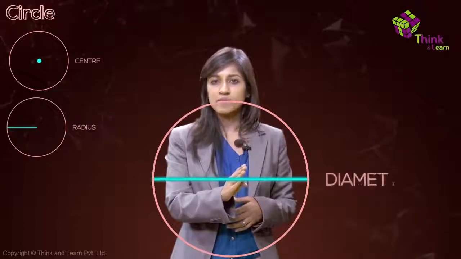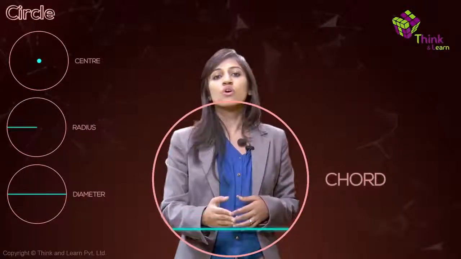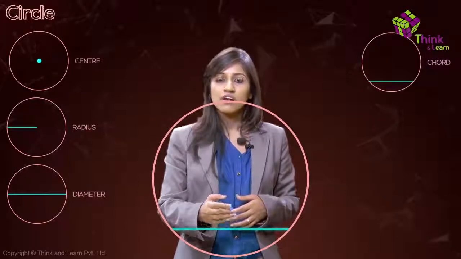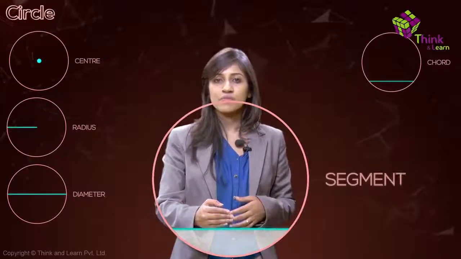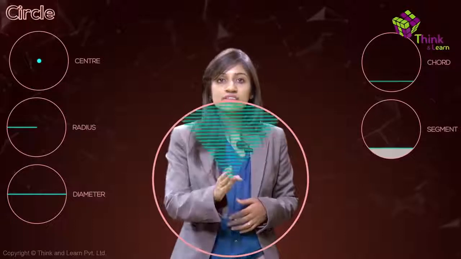So let's summarize everything so it becomes really, really simple for you. So I have a circle over here. Okay. Now, let's look at the first part. This is the center. Okay. This is the radius. This length is the diameter. This is a chord. This region is a segment, right? This is a sector.